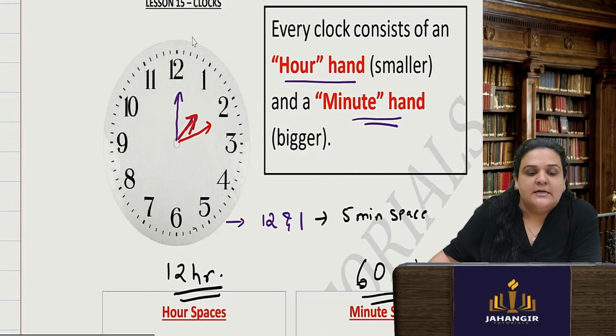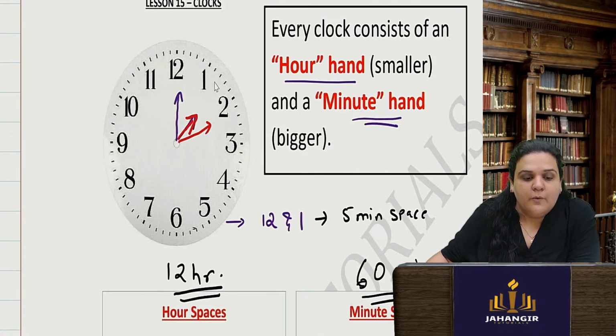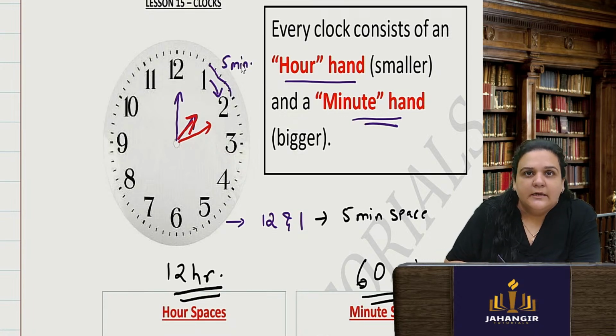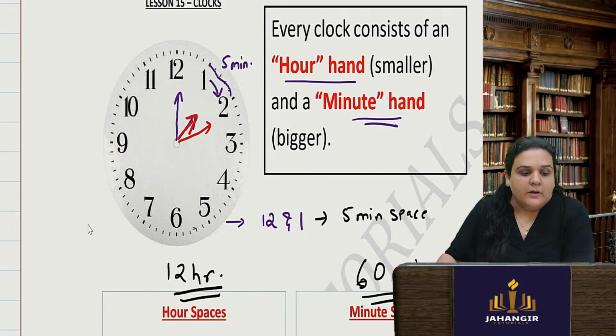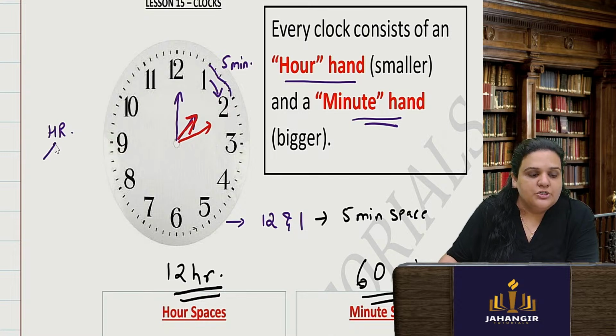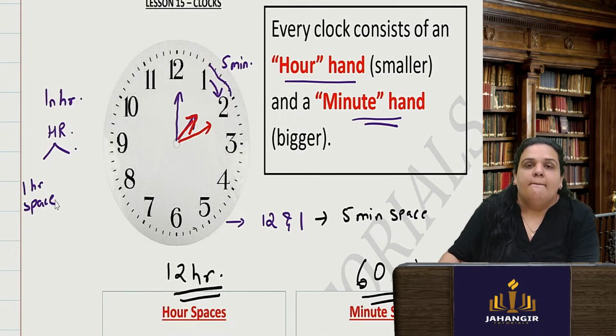So how much has the hour hand moved? The hour hand moved only 1 hour space, but how many minute spaces? It has moved 5 minute spaces. Correct. From 1 to 2 there are 5 minute spaces, but from 1 to 2 there is only 1 hour space. So if I am talking about only the hour hand, the conclusion is that in 1 hour the hour hand will move 1 hour space and it will move 5 minute spaces.